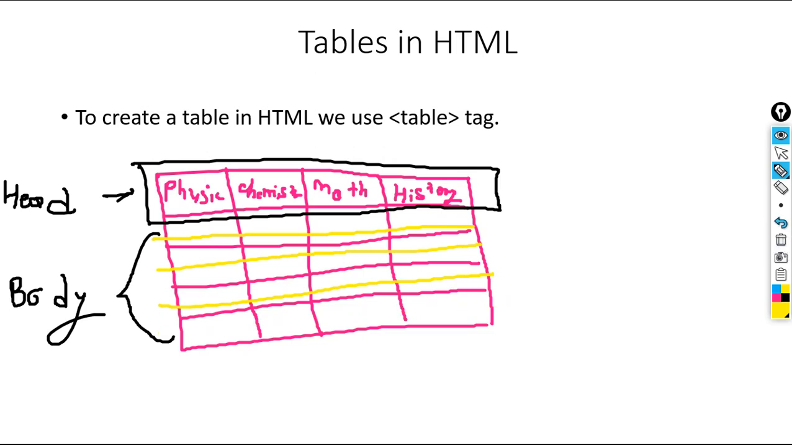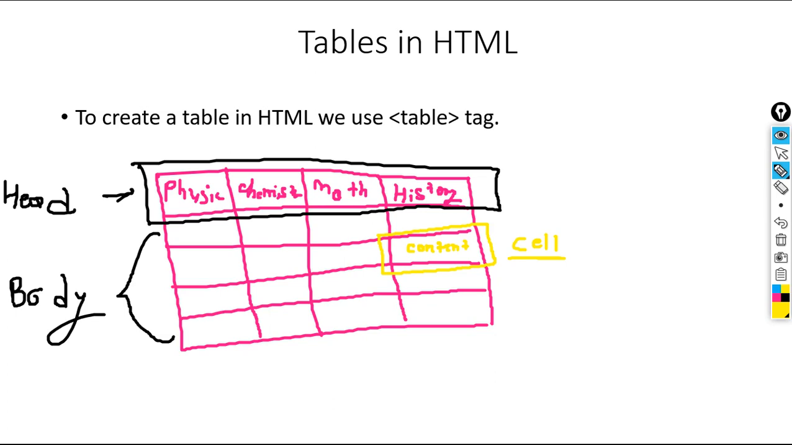And what is this? Tell me, what is this? This is one cell of the table. Let me write here: cell, correct? One box of the table is nothing but a cell. In this cell we will have content, correct? So this is the pictorial representation of a table.